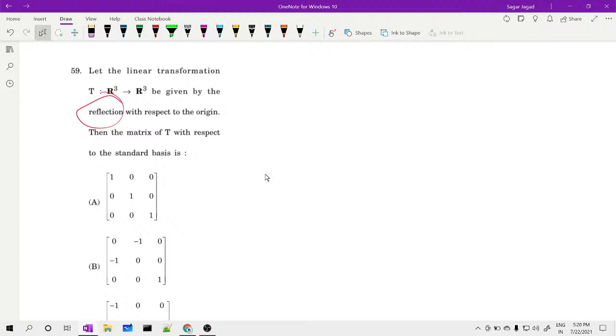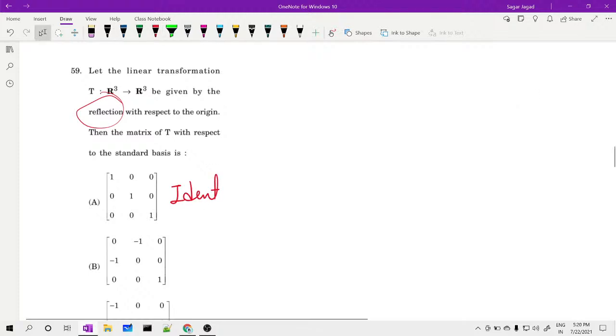So if I just try to imagine what they are trying to tell, suppose this is the vector, then the reflection is nothing but going like this. With respect to origin, it will just change its direction. Now the direction is exactly opposite, right? So that is nothing but what they meant. Okay, it's totally fine. But this is identity definitely.